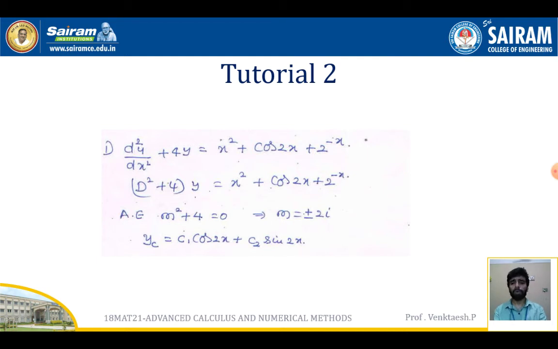First, I'm going to find the complementary function. To find the complementary function, we should have the auxiliary equation. So make the auxiliary equation by replacing D with m. I will get m square plus 4 is equal to 0. On simplifying, I will get the roots m is equal to plus or minus 2i. Since it is a complex root with the real part equal to 0, the complementary function will be yc is equal to c1 cos 2x plus c2 sin 2x.